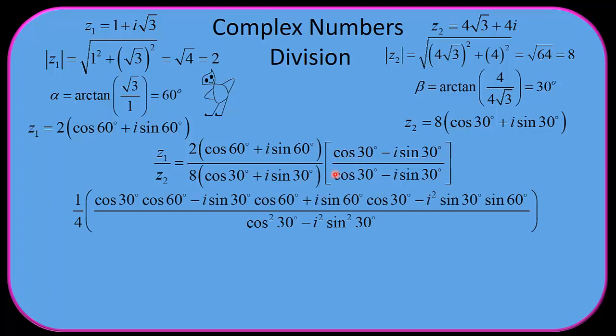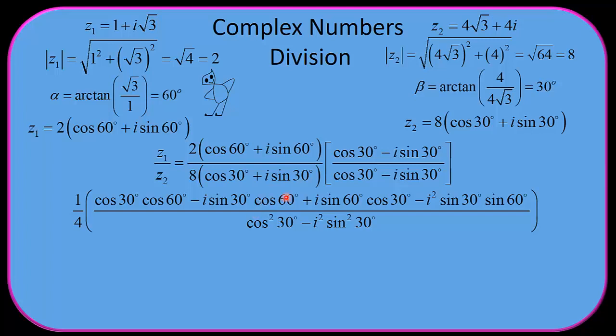Well, the bottom is just going to be cosine squared 30 degrees minus I squared sine squared 30 degrees, okay? Because it's still the first term squared minus the second term squared. Now up top, we do all this multiplying out, just like I did before. Cosine 60 times cosine 30. There it is. Cosine 60 times negative I sine 30. There it is. Okay, so I went through there and multiplied all this out, and if you want to, you can pause the video and look that over and see where I get everything.